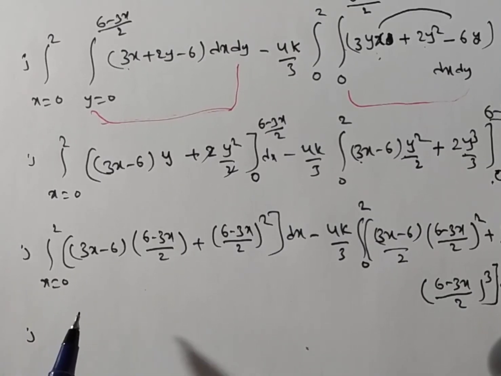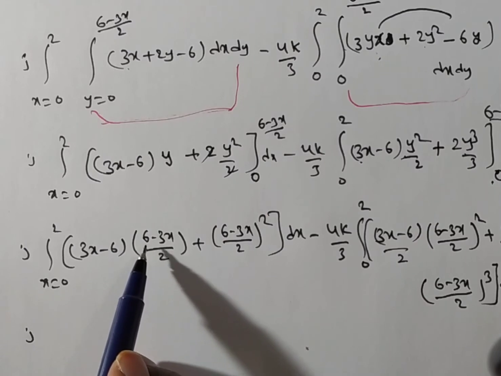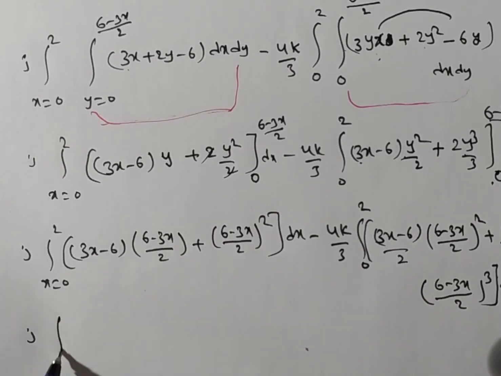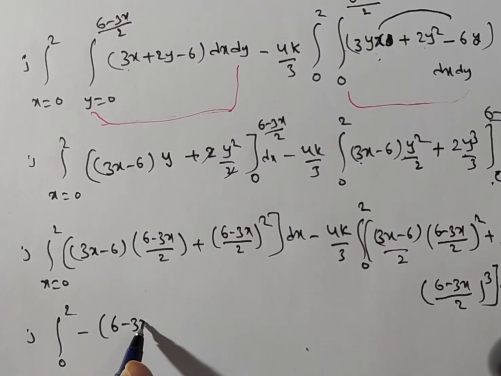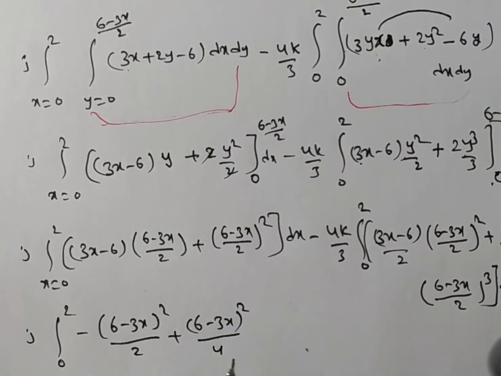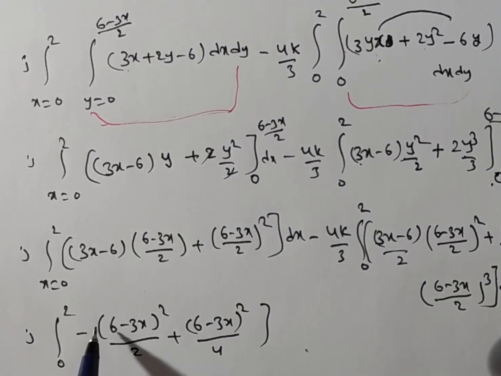K times integral, here this is 3x minus 6 and this is 6 minus 3x. So can you take minus as common? Yes, you can take minus common. If you take minus outside, then you can write (6 minus 3x) whole square by 2 plus (6 minus 3x) whole square by 4, because (a by b) whole square is nothing but a square by b square, into dx.